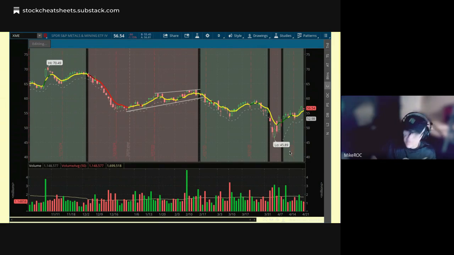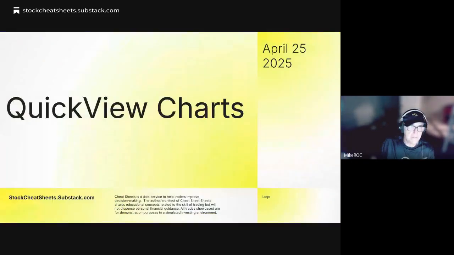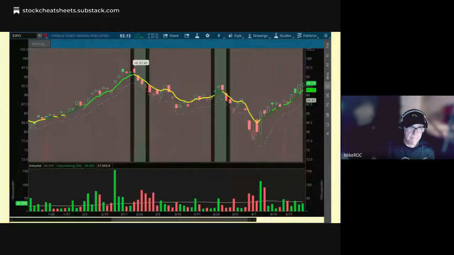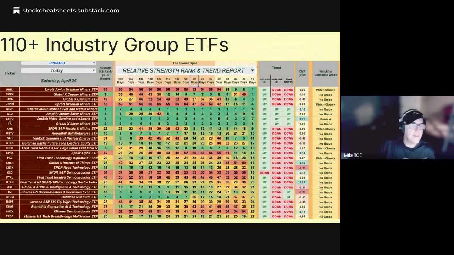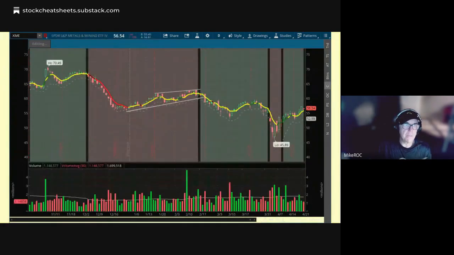That's my point. And if we go back and look at XME down here, God, I've got to get better at this, don't I? XME is here, rotating into favor, but the trend's not there. And remember, we need at least one or the other to get a graded rating, and that explains why our quick view charts are so anemic.